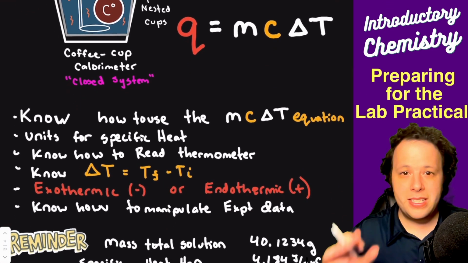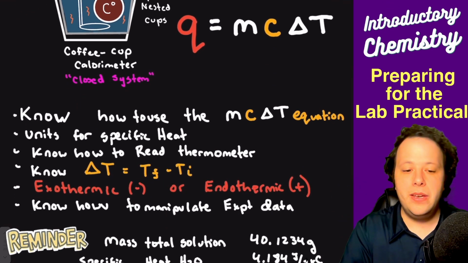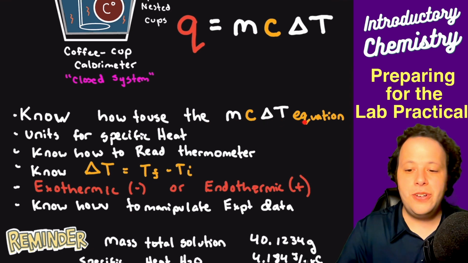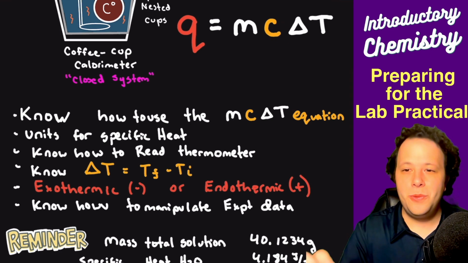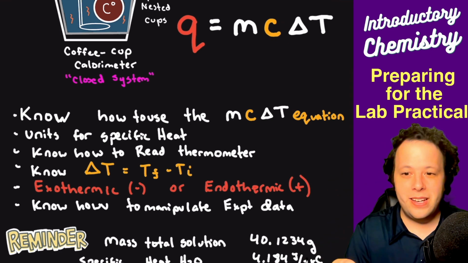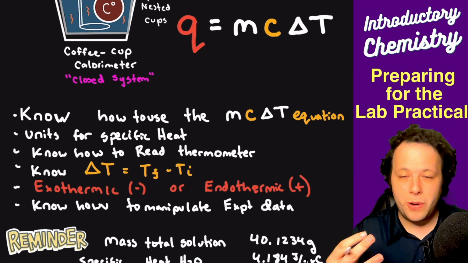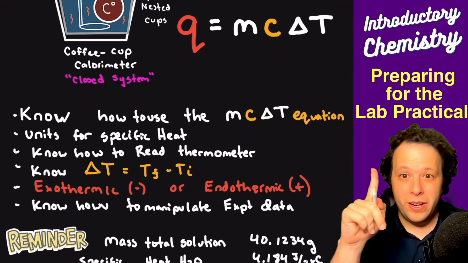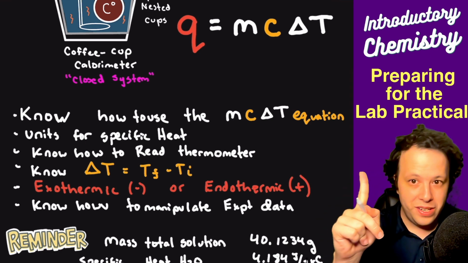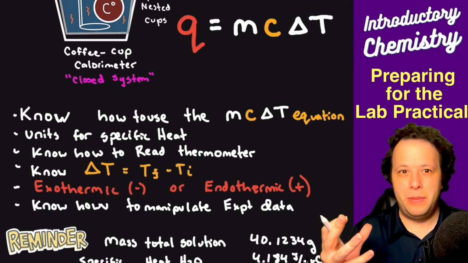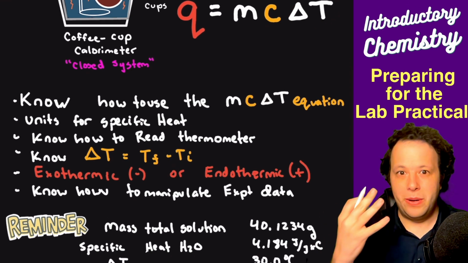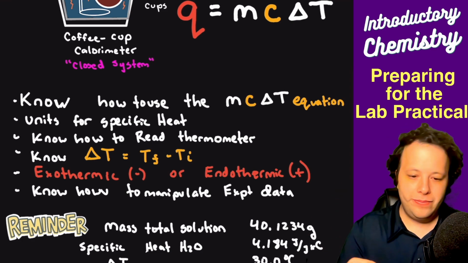So what are some things that I can think of that you would need to know? The first one is, make sure you really know how to use the MCΔT equation, which I wrote up here, right? Knowing M is mass, C is the specific heat, which usually a lot of you forgot about. That is how much heat is required to heat up 1 gram of a substance by 1 degree Celsius, and then times that by the change in temperature. So that is something you have to do, and we'll go through an example of that.